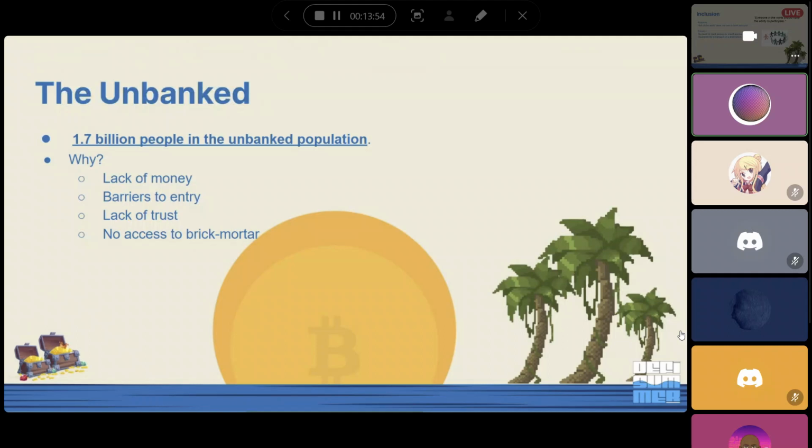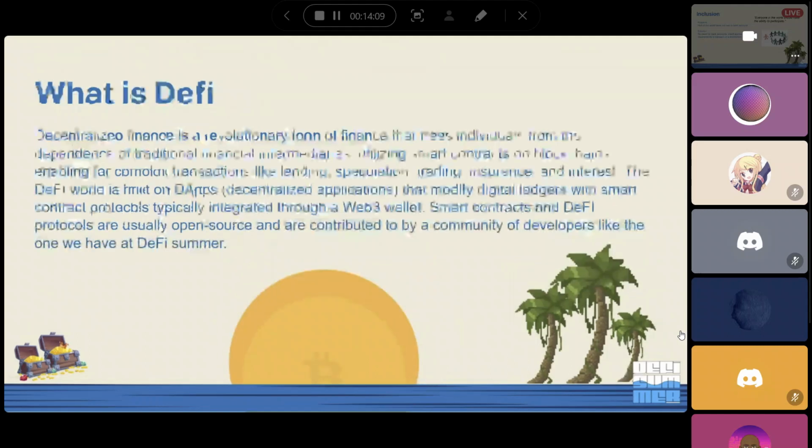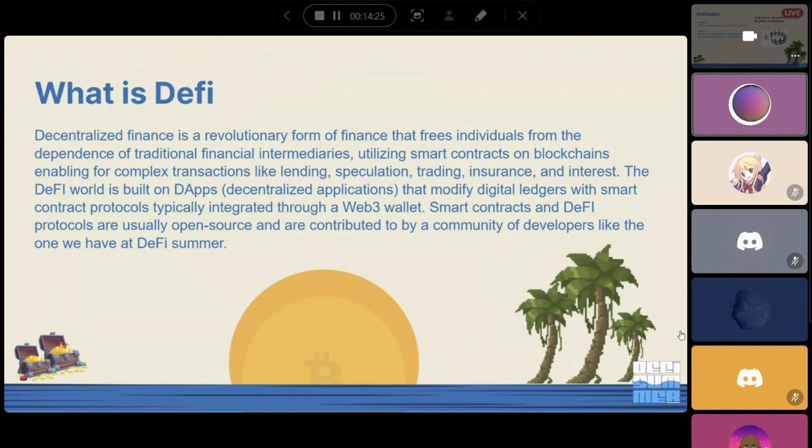But also overall lack of trust. People don't trust banking systems, especially after 2008. There's just an overall lack of trust in these centralized banking systems. In addition, these barriers of entry can pose as complete isolation from this overall system. So recently, in the past 3 or 4 years, really in 2015, there's this idea of DeFi or decentralized finance. And this is a revolutionary form of finance that frees individuals from the dependence on traditional financial intermediaries, basically taking out the middleman, utilizing smart contracts to enable complex transactions like lending, speculation, trading, insurance, and interest.